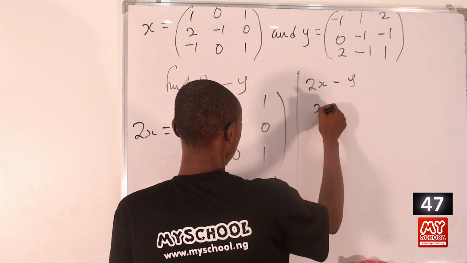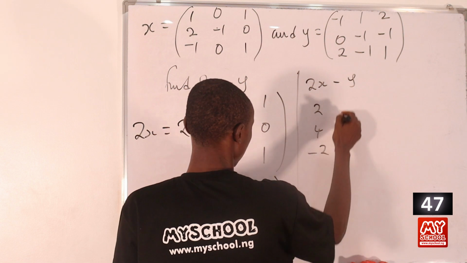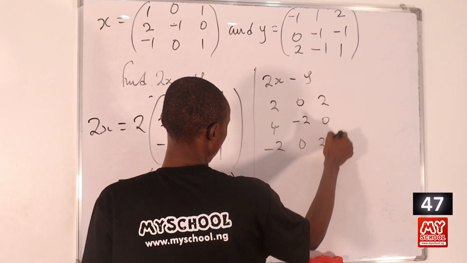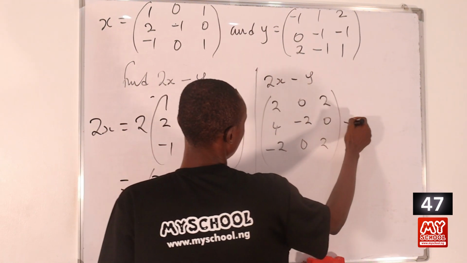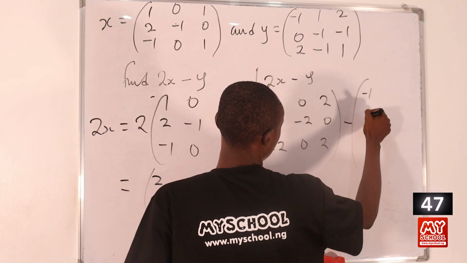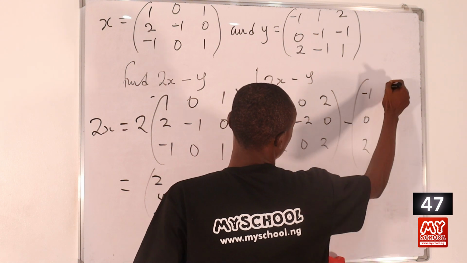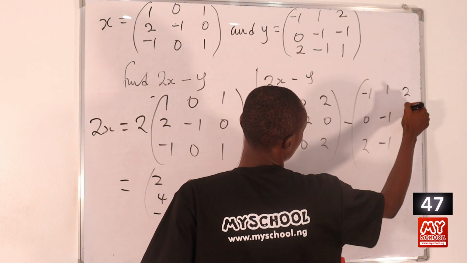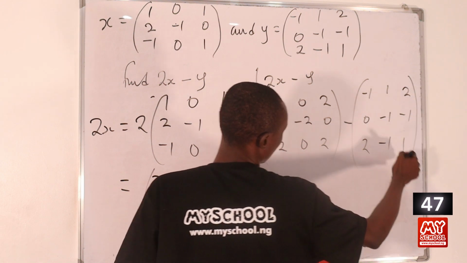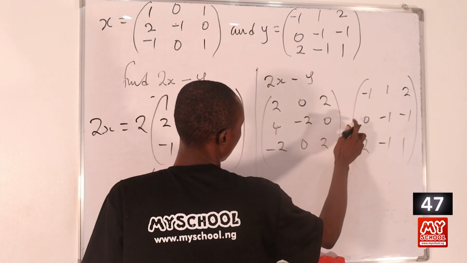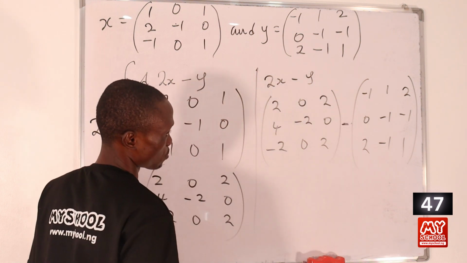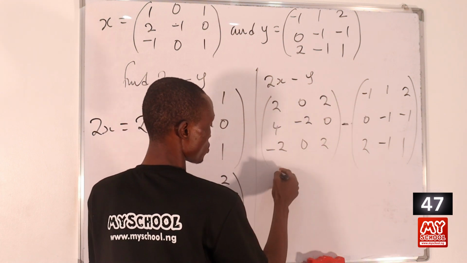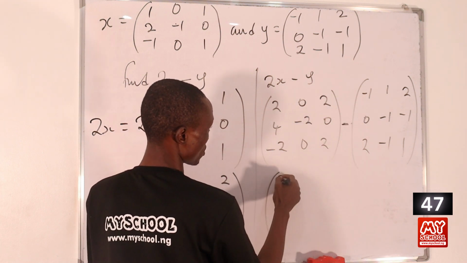Okay, but we are asked to find 2X minus Y. So here we'll be having 2, 4, minus 2, 0, minus 2, 0, 2, 0, 2 in bracket, minus 1, 0, 2, 1, minus 1, minus 1, 2, minus 1, 1. Okay, so these are the elements of matrix Y. So we subtract. So here we're having 2 minus minus. So minus minus is going to result in plus. So there we'll be having 3.